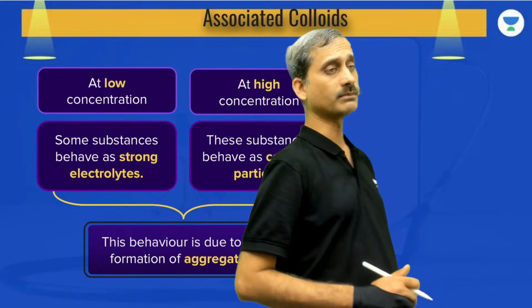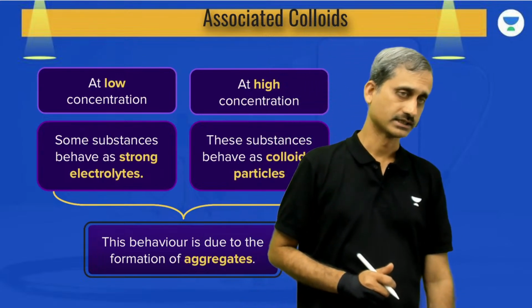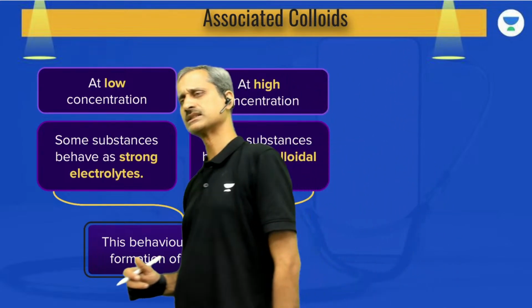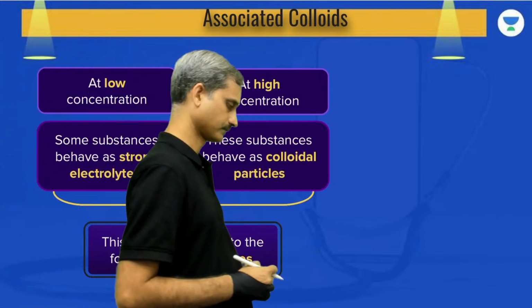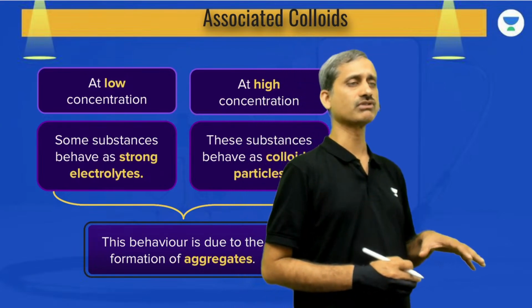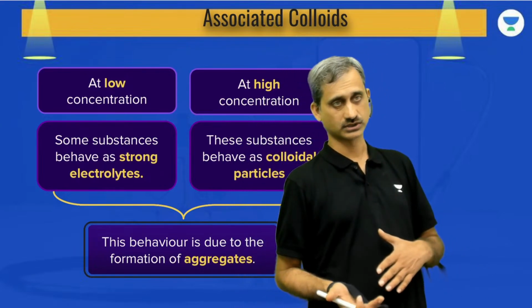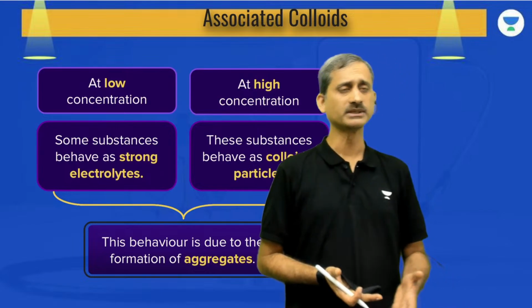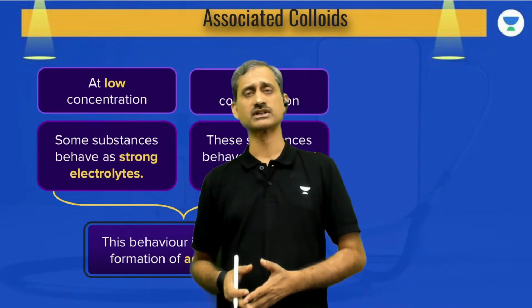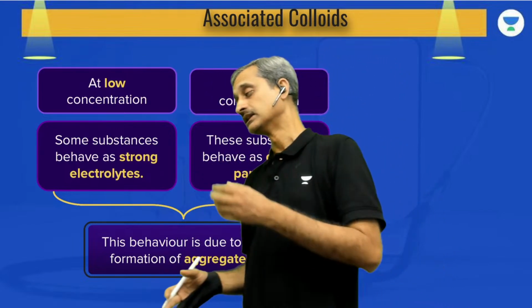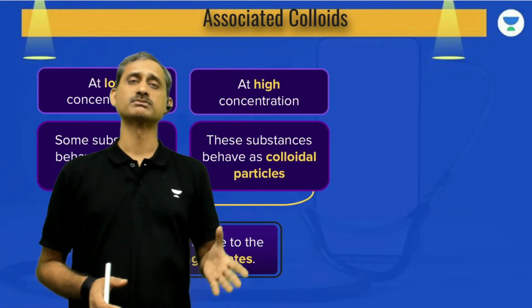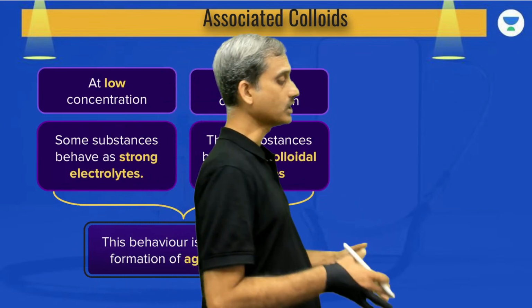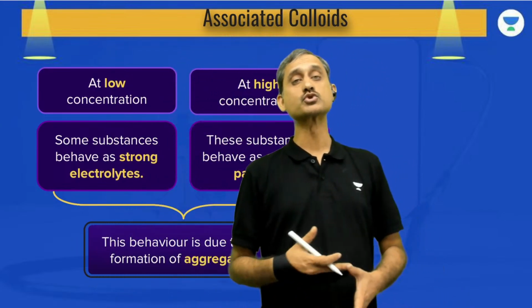So that's what we talk about, the associated colloids. These are peculiar substances. At low concentration, they become true solutions because the particles are not large enough to be in the colloidal range. A single particle is not large enough to be in the colloidal range, and the individual particle has a capacity to form attractive forces with the dispersion medium. So at a low concentration, these substances form a true solution.